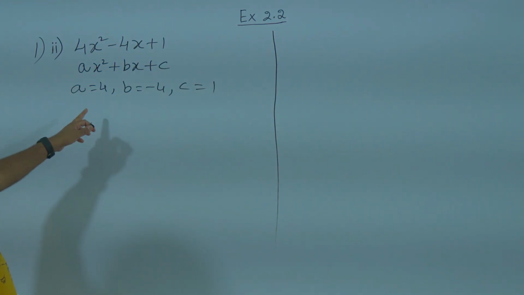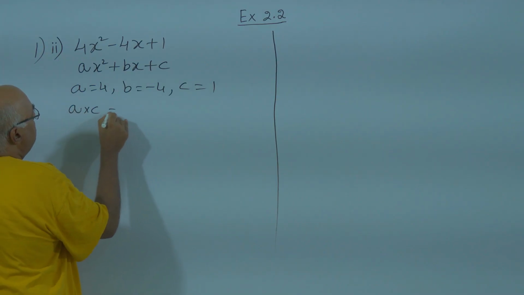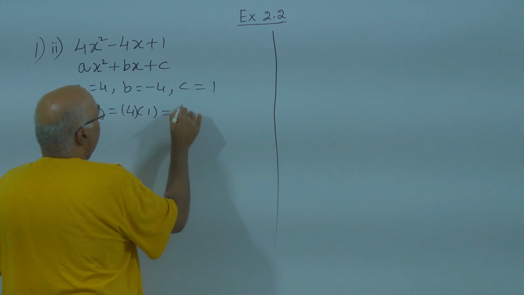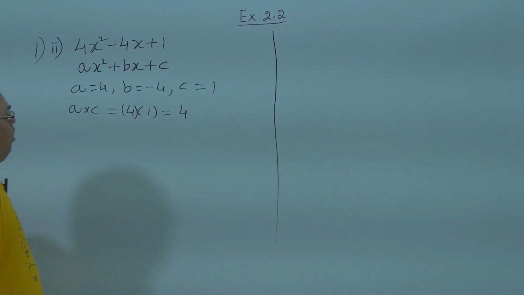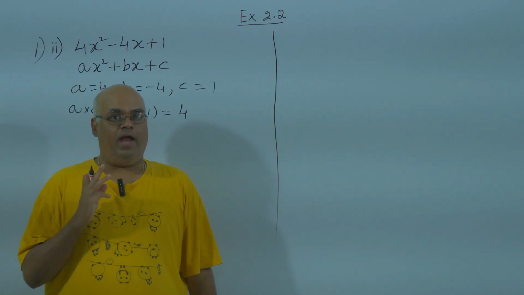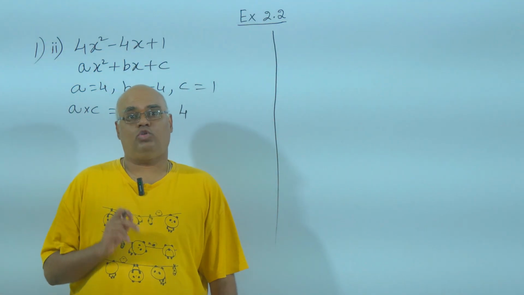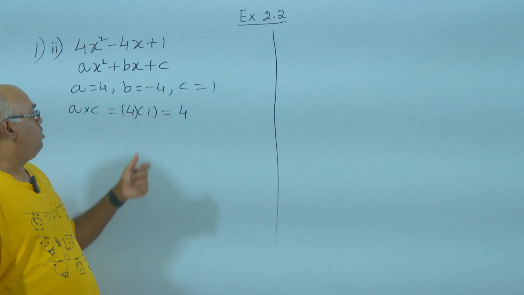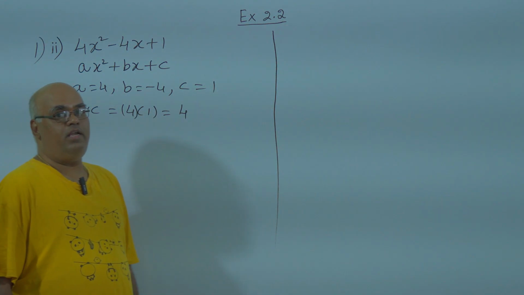Now let us find the value of a into c. So a into c is equal to 4 into 1, which is equal to 4. Now we have to select two factors of 4 in such a way that on adding those two factors we should get the value of b. The b value is minus 4. So when we add the two factors of 4, we should get minus 4.